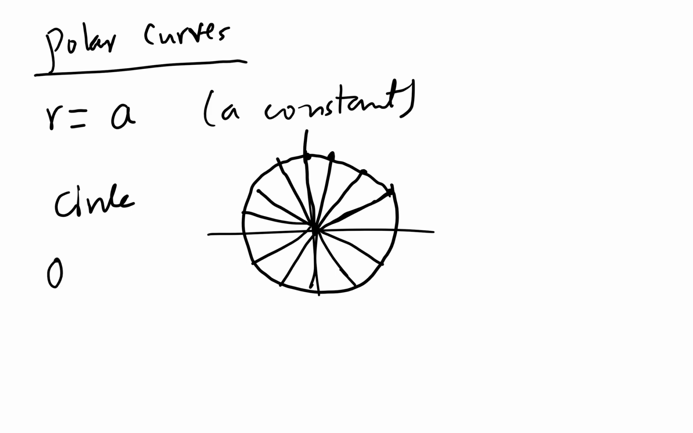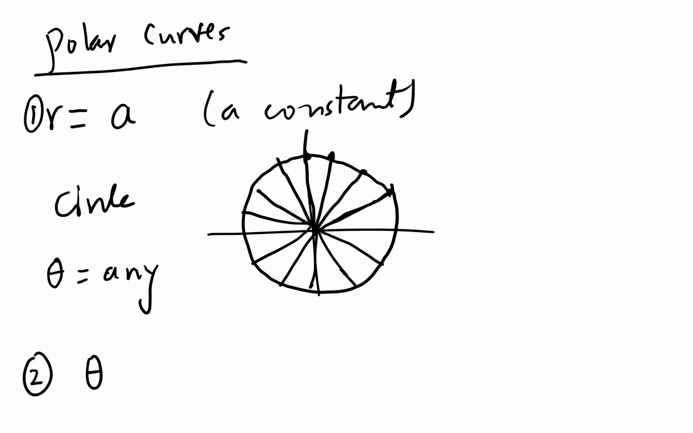So theta could be any measurement. So always, r equals a number, you will get a circle. That's the first one.